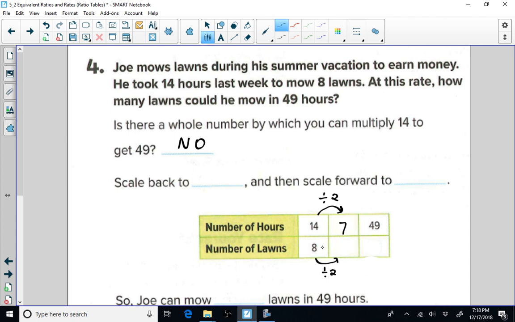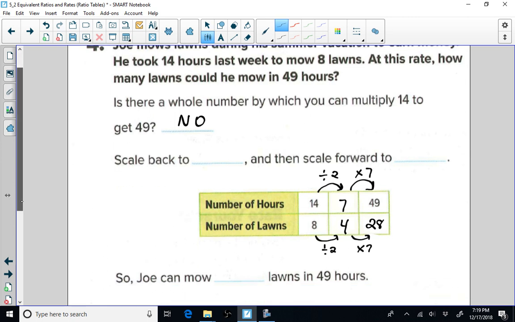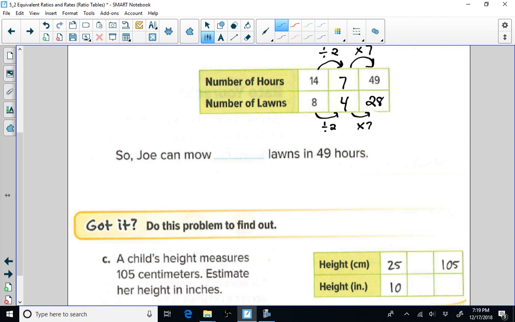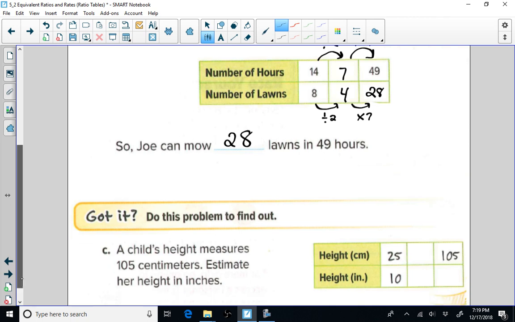14 divided by 2 is 7. 8 divided by 2 is 4. Now I can scale forward. From 7 to 49, we can multiply by 7. So I'm going to multiply this ratio part by 7 as well to make an equivalent ratio. So 7 times 7 is 49. 4 times 7 would be 28. So it would take about 49 hours to mow 28 lawns. Let's fill that in. 28 lawns in 49 hours.